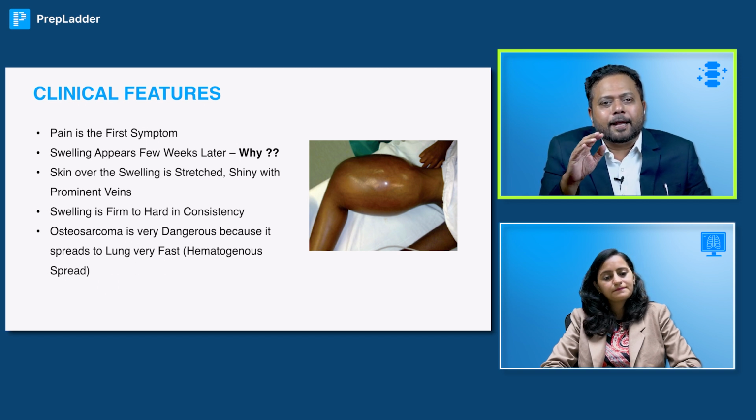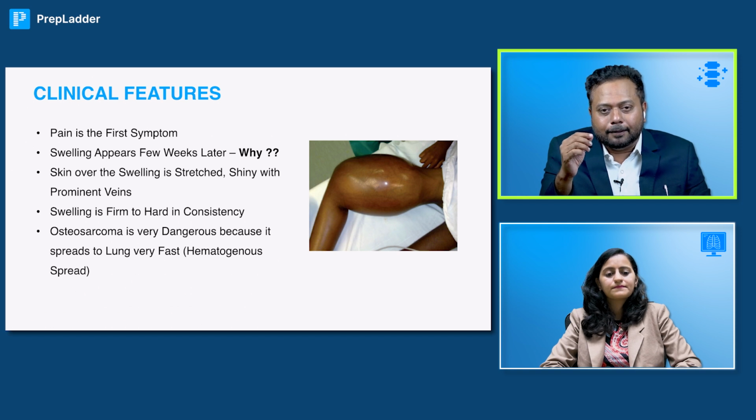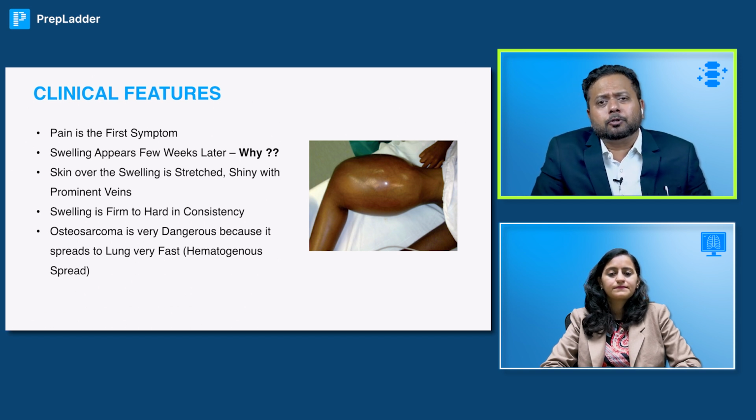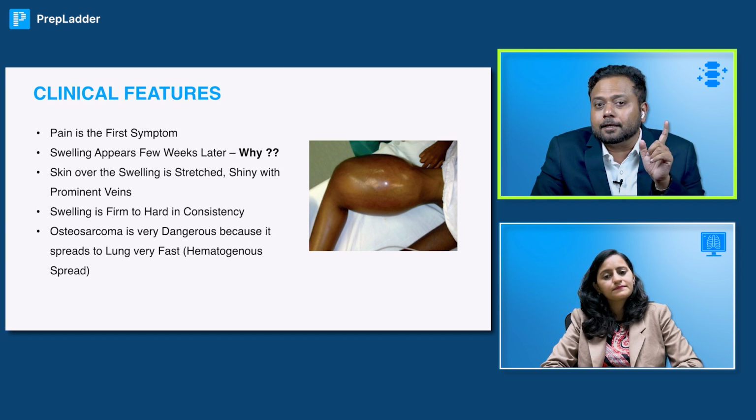The skin over the swelling is stretched. It is shiny. It shows tortuous vessels and engorged veins, because sarcoma means a highly vascular tumor. And the swelling is firm to hard in consistency. Among bone tumors, why are we very scared about osteogenic sarcoma? It spreads to the lungs very fast. Hematogenous spread, that's the reason. We have to diagnose it as soon as possible and go for aggressive treatment. Otherwise, we will lose the patient very soon. That's why it's very dangerous.